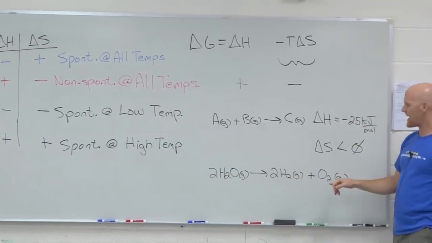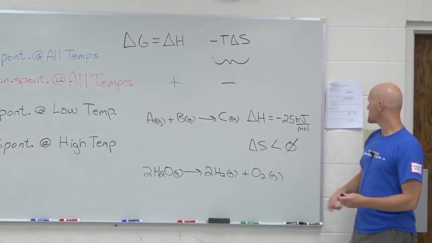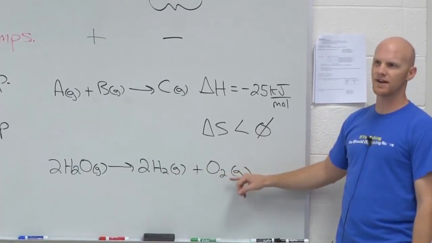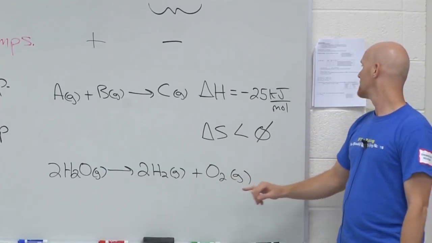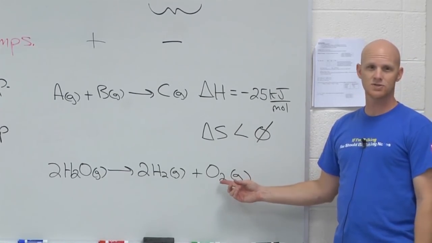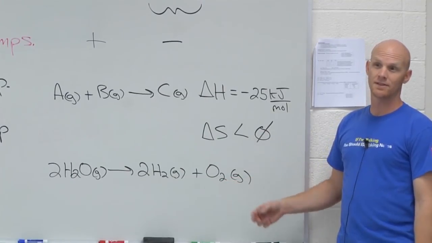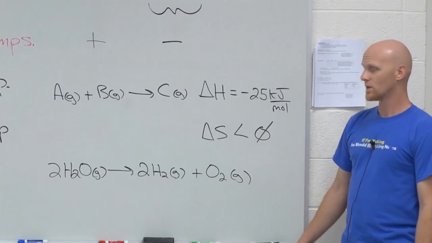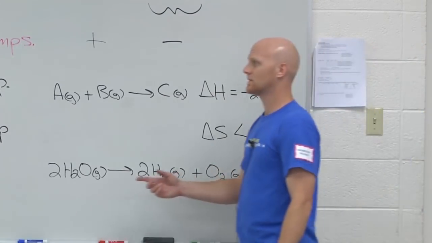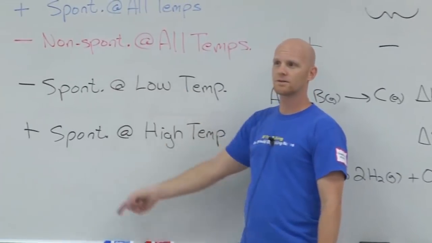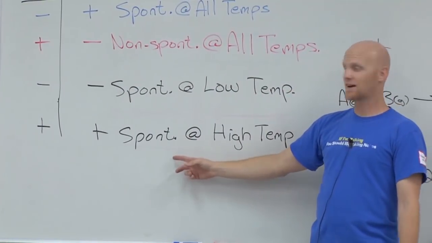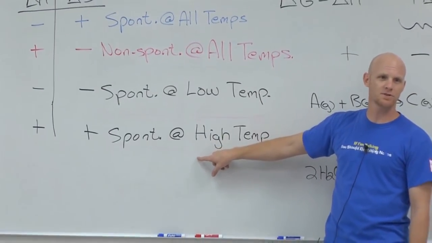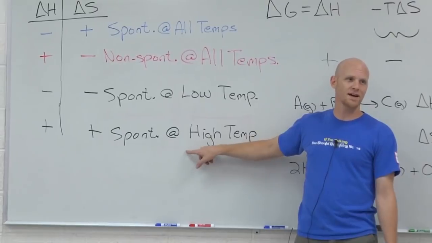So one more. Give you this reaction here. If I tell you that this reaction is only spontaneous above 2000 Kelvin, at temperatures above 2000 Kelvin, then what could you tell me about this reaction? If it's only spontaneous above 2000 Kelvin, then you should be able to give me the sign of both delta H and delta S. If it's only spontaneous above 2000 Kelvin, then where are we falling here? Yeah, plus plus. Delta H and delta S are both positive because they're only spontaneous above a certain minimum temperature, spontaneous at high temps.